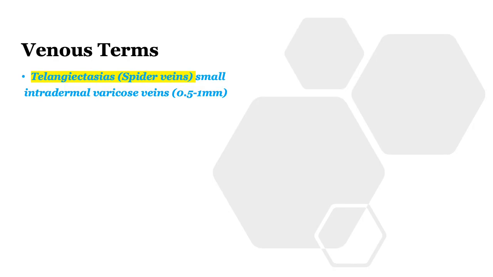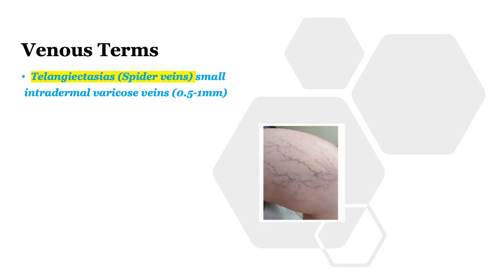I would like to mention some venous terms which are commonly used. First, spider veins or telangiectasias. They are small intradermal varicose veins, 0.5 to 1 millimeter in diameter. So they are small and intradermal.